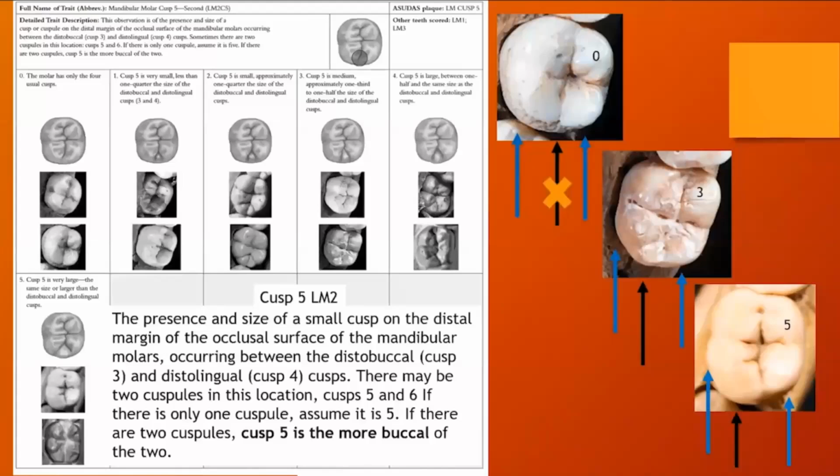And then if we look in the middle expression, you'll see that's a score 3. We're going to look at cusp 5 as that triangular area in the back of the tooth and say, okay, this looks to be about 1/3 to 1/2. It's closer to 1/3 the size of the distal buccal and distal lingual cusps. And then down at the bottom is a really big expression, where cusp 5 is bigger than the distal buccal and about the same size as the distal lingual.